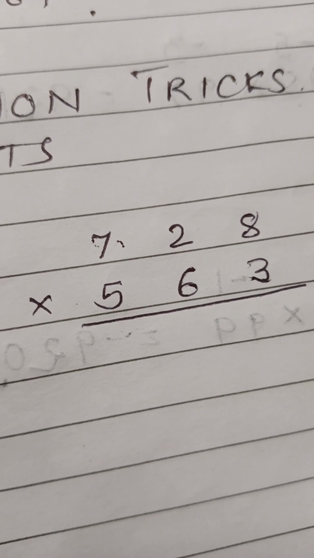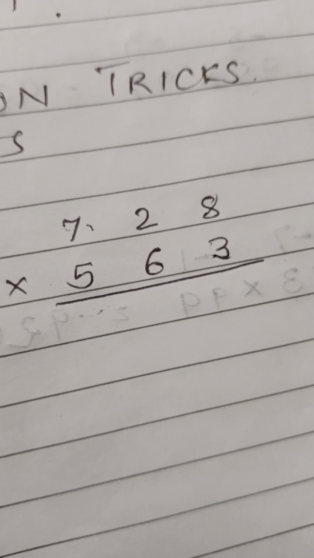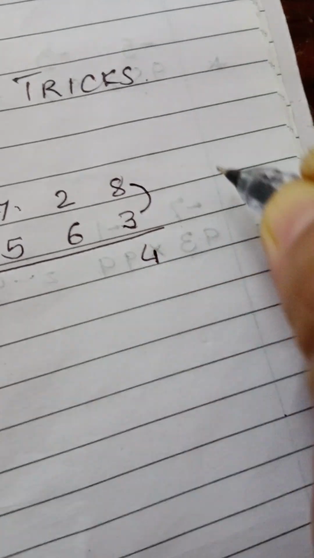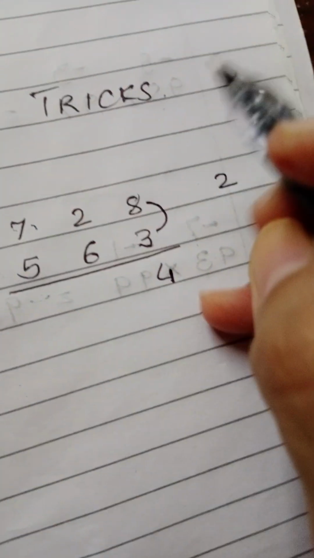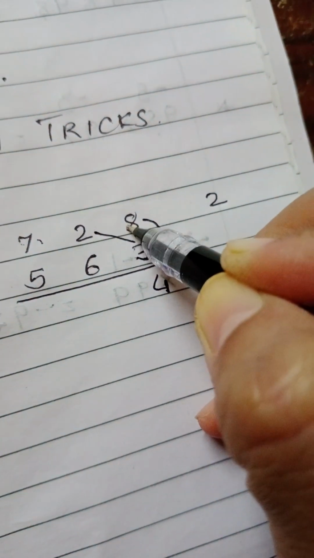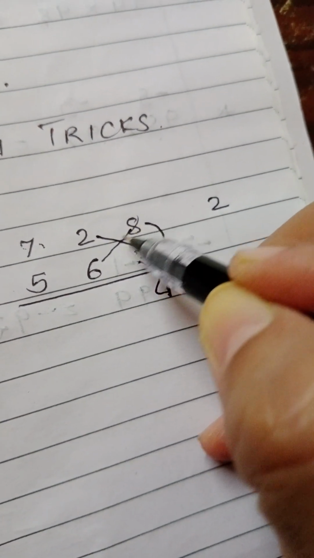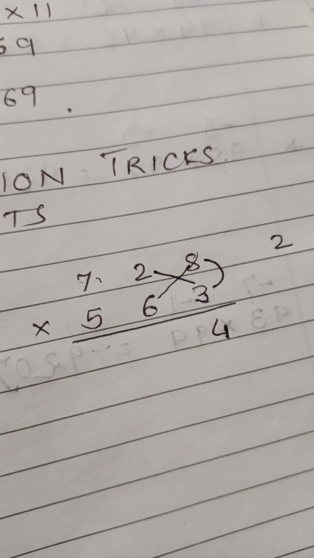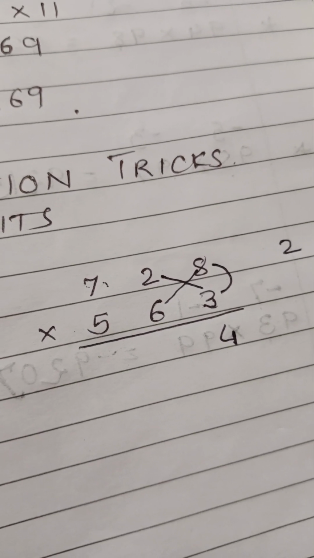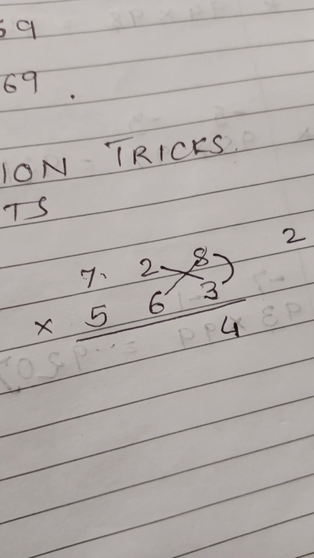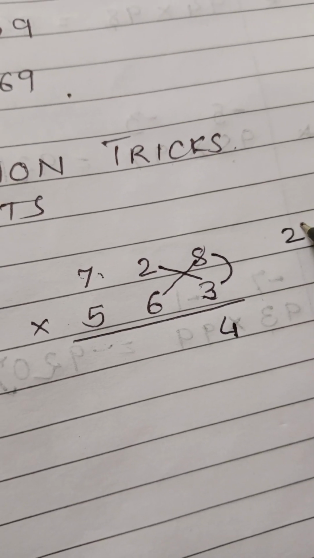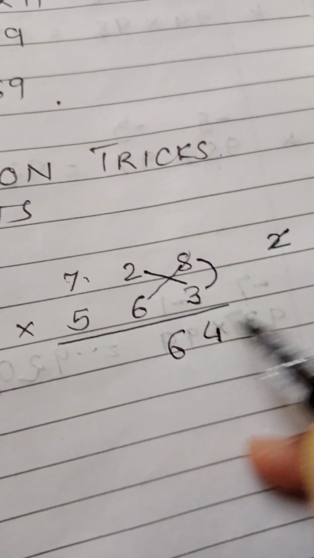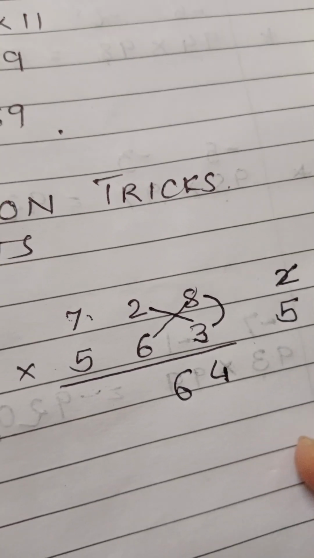728 multiplied by 563. Let's see this. 8 threes are 24. 4. Here 2 carried forward. I will write it here. Now as you know, we have to multiply this 2 and this 2. So 2 threes are 6 and 6 fours are 48. If you add 6 and 48, you will get 54. 54 plus 2 will be 56. So we will write 6 here and we'll carry 5 forward.